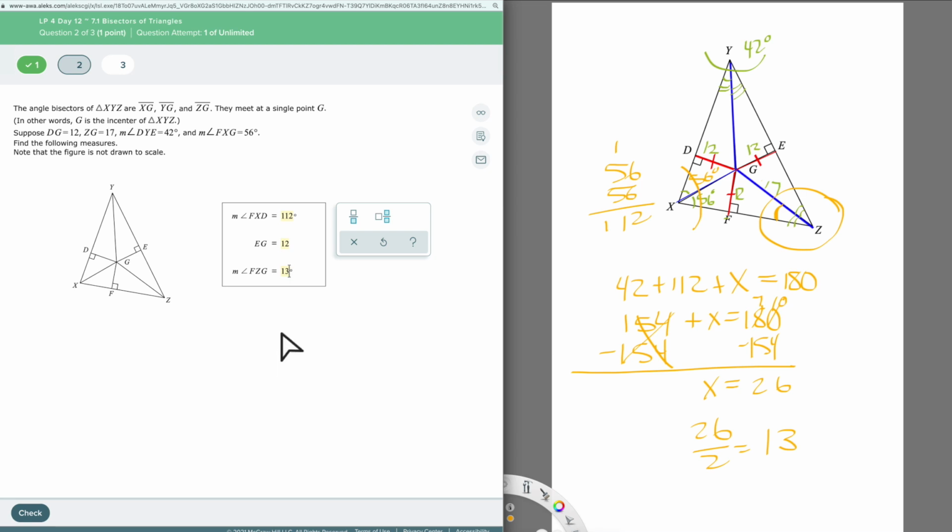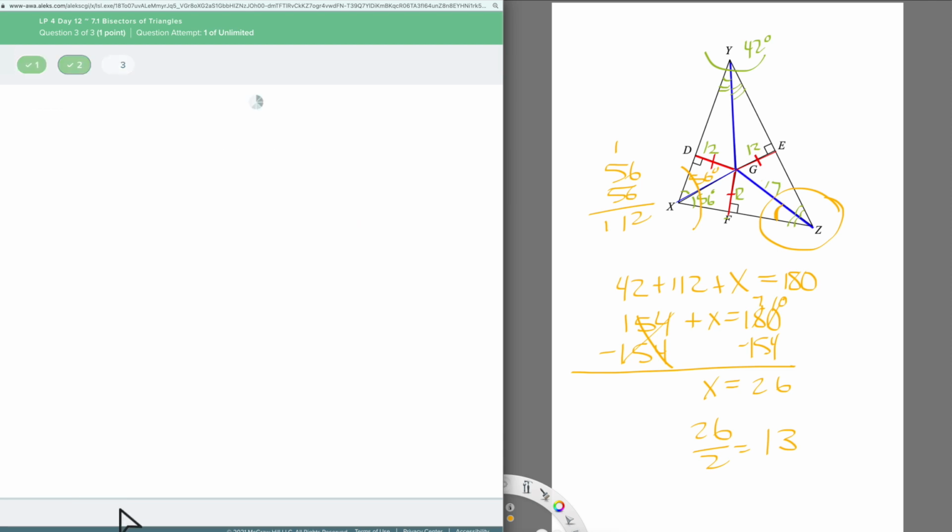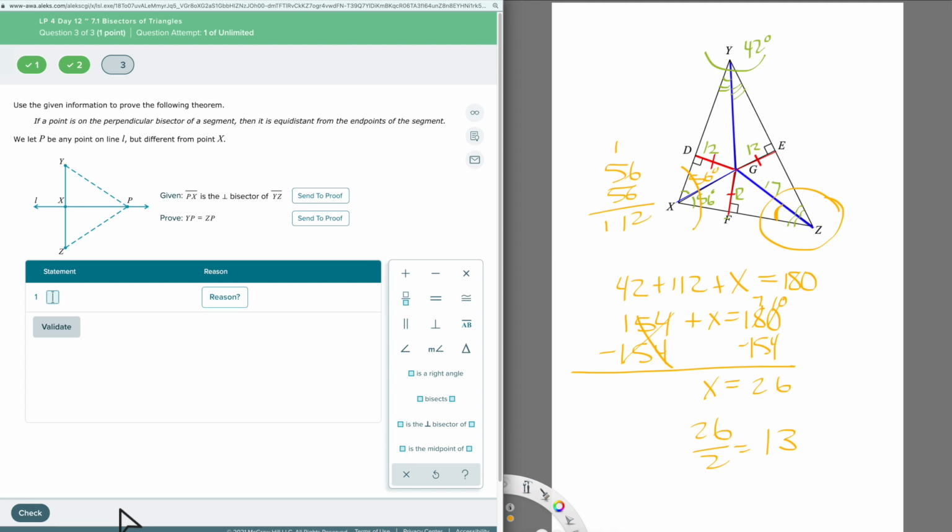All right, let's check and make sure I did all my math right there. Yay! All right, so we're going to look at one more piece here, and this is just going to be a theorem based on these guys.